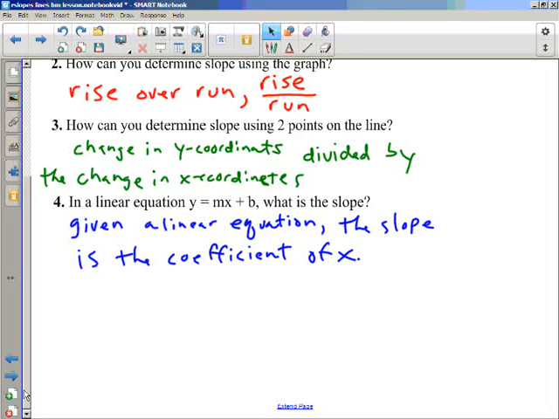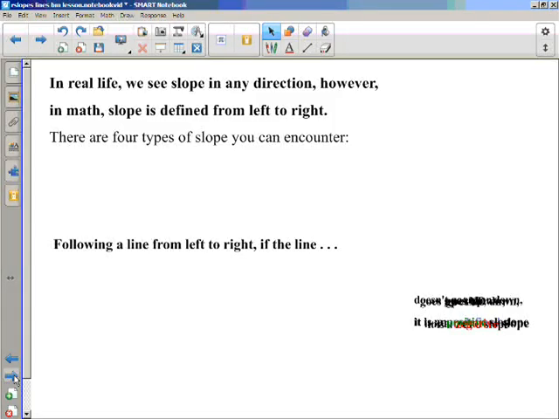All right, so we've got a general idea, the steepness, and also some working definitions. In real life, we see slope in any direction. However, in math, slope is defined from left to right. There are 4 types of slope you can encounter. A positive slope, a negative slope, and these are going to be the most frequent we find. But there are some special cases, a slope of 0 or a slope that we call undefined. And undefined is kind of hard to visualize as well.